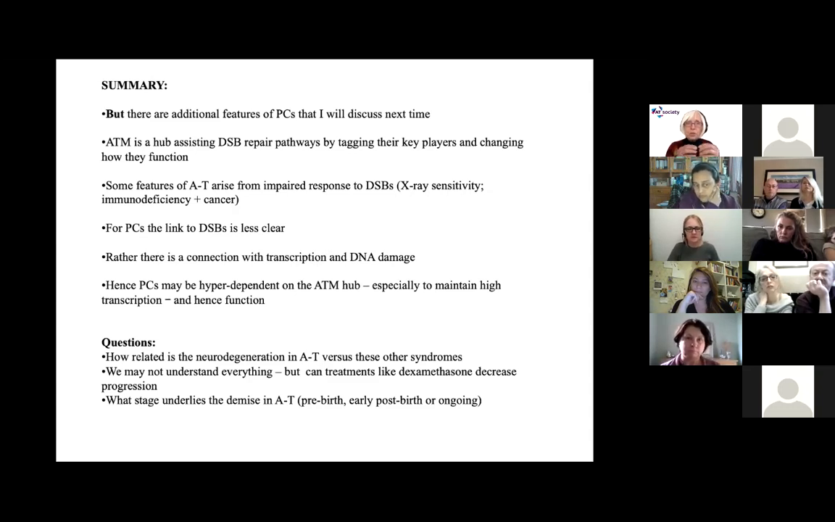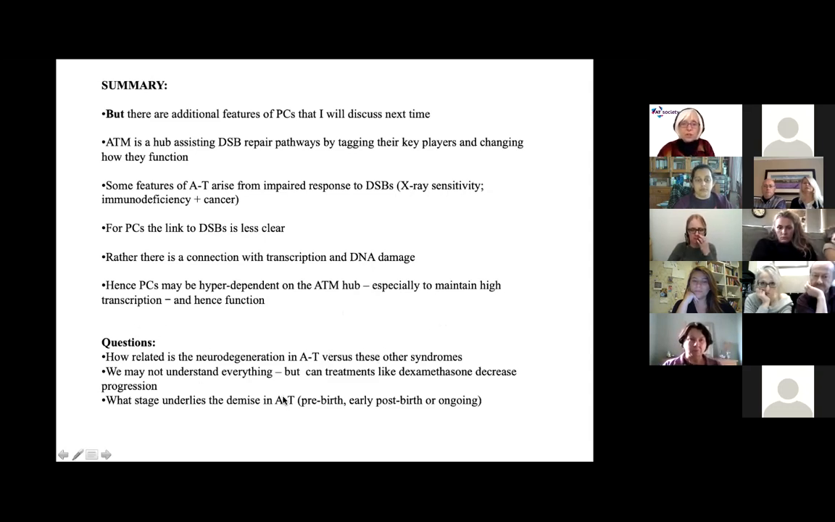And remember, I told you also that if you do have a double-strand break somewhere else, it stops the transcription machinery coming along so that it will not crash with the repair machinery. So it's stopping severe accidents happening. And so Purkinje cells may be hyper-dependent on this ATM hub. And that's required to maintain the high transcription levels, which is critical for AT.